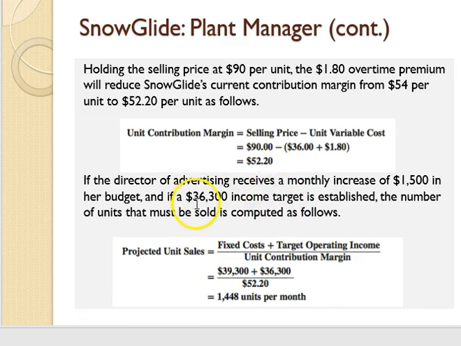So say I want a profit of $36,300. How much is this going to affect me? Also, the director of advertising sees a monthly increase of $1,500 in her budget. So what they do is change the factors that go into the model, not the model itself. They say, well, I want a $36,300 income. My contribution margin now is 52.20. And we know my fixed cost is now 39,300. So what do I get? Now, under these conditions, I need to sell what?